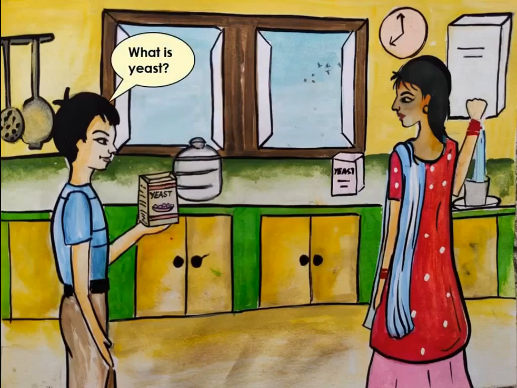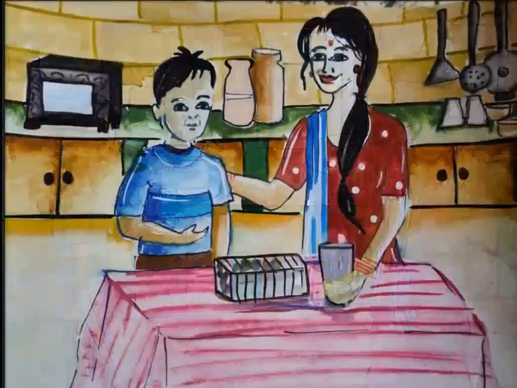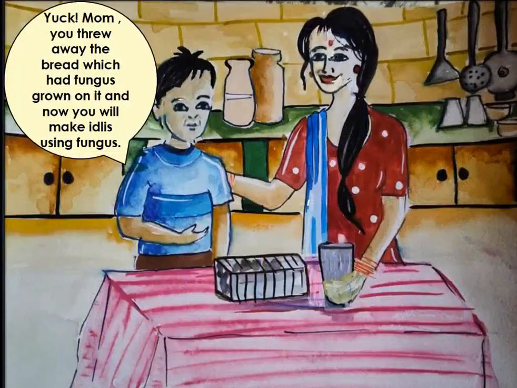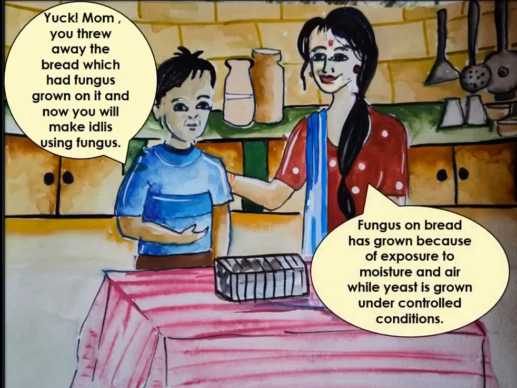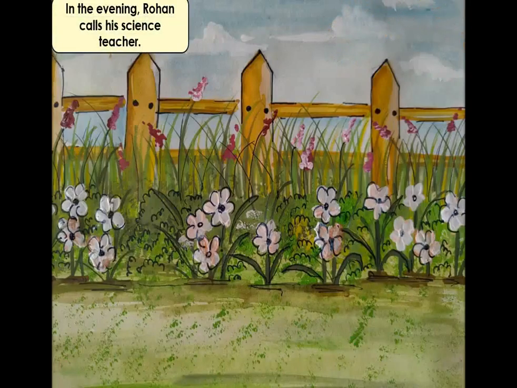Mama, what is yeast? It is a fungus. Yuck! Mom, you threw away the bread which had fungus grown on it, and now you will make idlis from fungus. Rohan, fungus on bread has grown because of exposure to moisture and air, while yeast is grown under controlled conditions. In the evening, Rohan calls his science teacher.